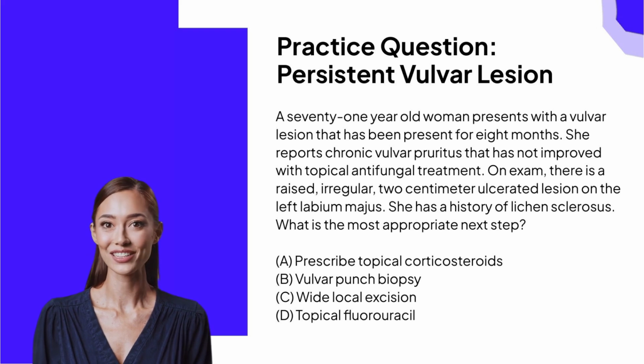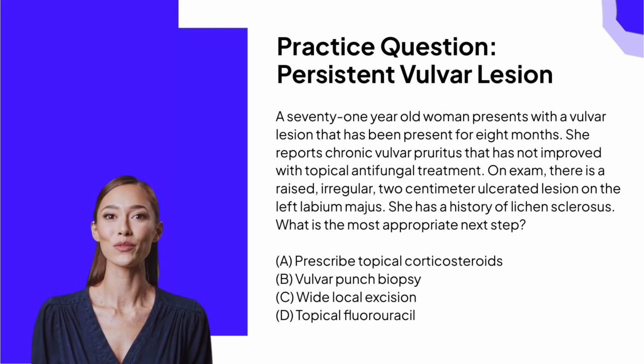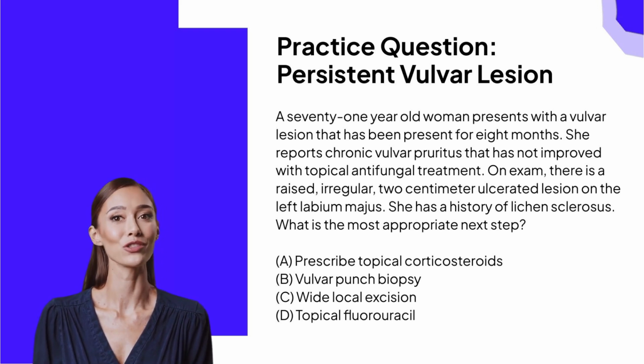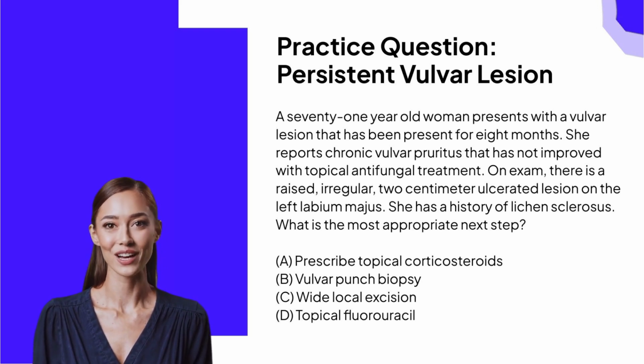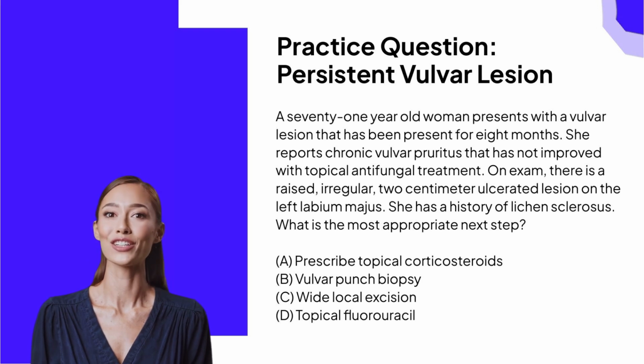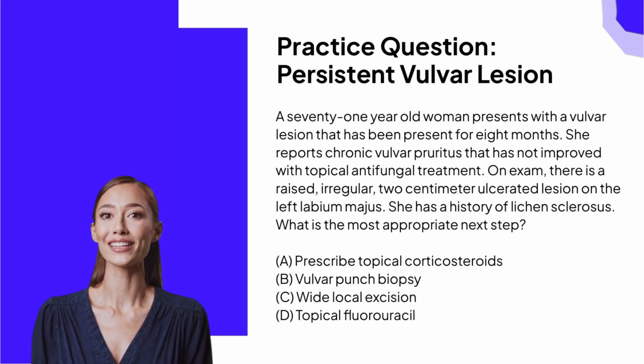Here is our fourth practice question. A 71-year-old woman presents with a vulvar lesion that has been present for 8 months. She has chronic vulvar itching that is not improved with topical antifungal treatment. On exam, there is a raised, irregular, 2-centimeter ulcerated lesion on the left labium majus. She has a history of lichen sclerosus. The question asks for the most appropriate next step.